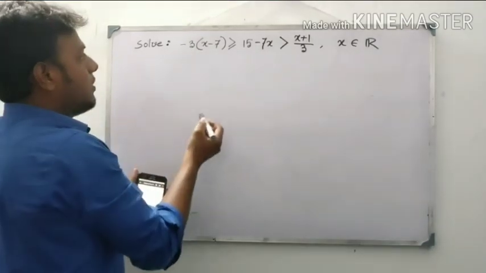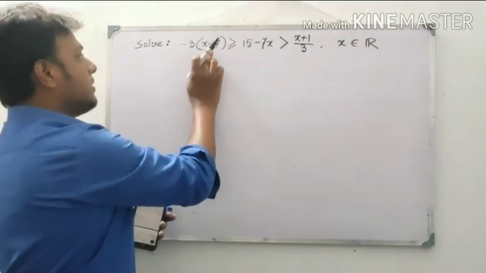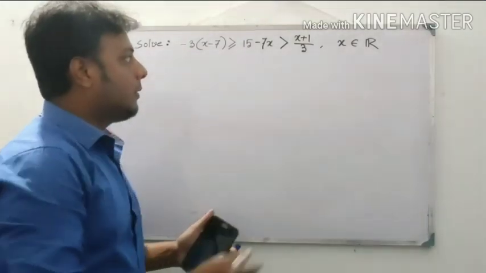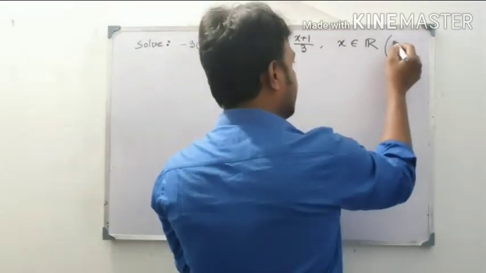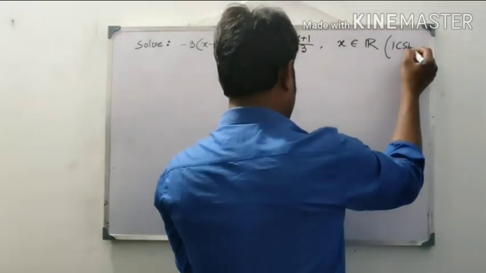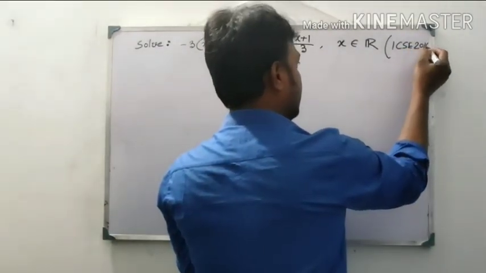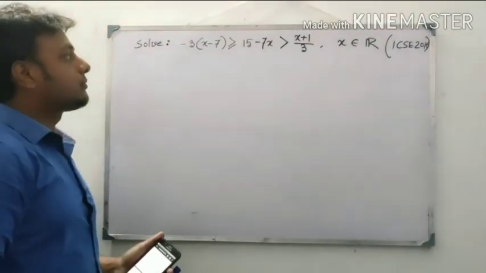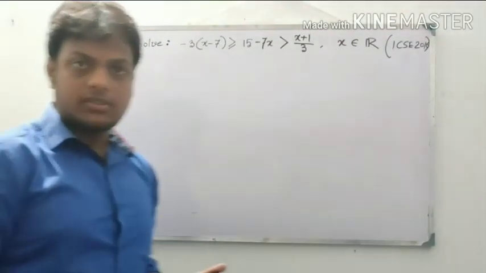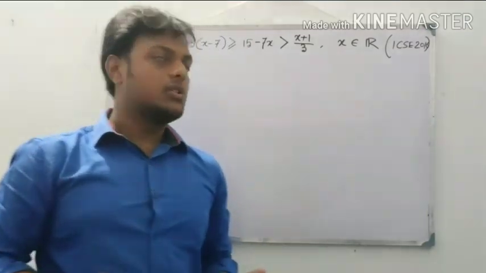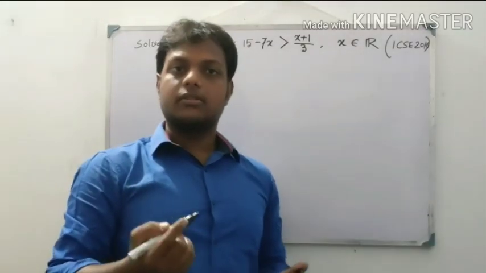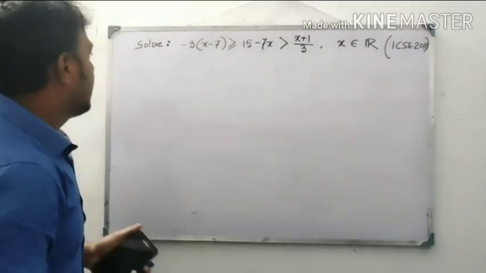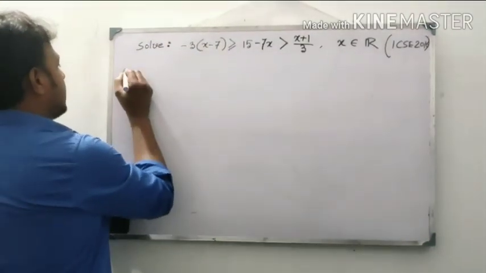Clearly this is an inequation, and this inequation has three parts: 1, 2, 3. In my first video I have solved this type of problem, and this problem came in ICSE 2016. Now I'll solve. First solve by yourself. Don't look at the board. First solve by yourself, after that you verify from the board. I'm solving here. Just consider the first part.